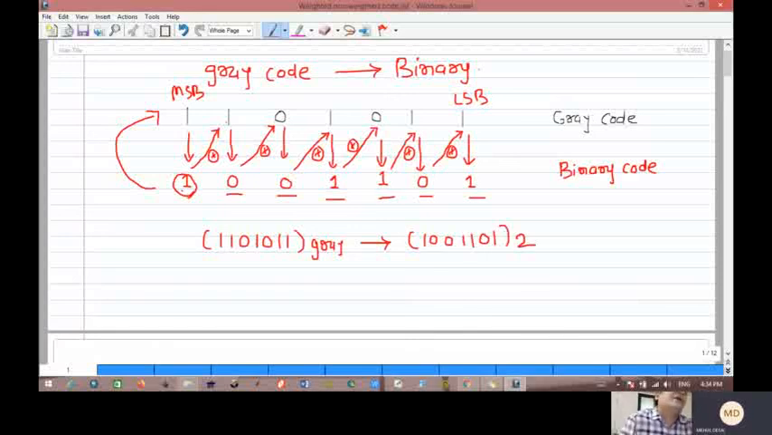So here also we are observing that in both methods, binary to gray or gray to binary code conversion, we are getting the same answer. So in this way, you can convert any gray code to binary code as well as binary code to gray code. Okay.